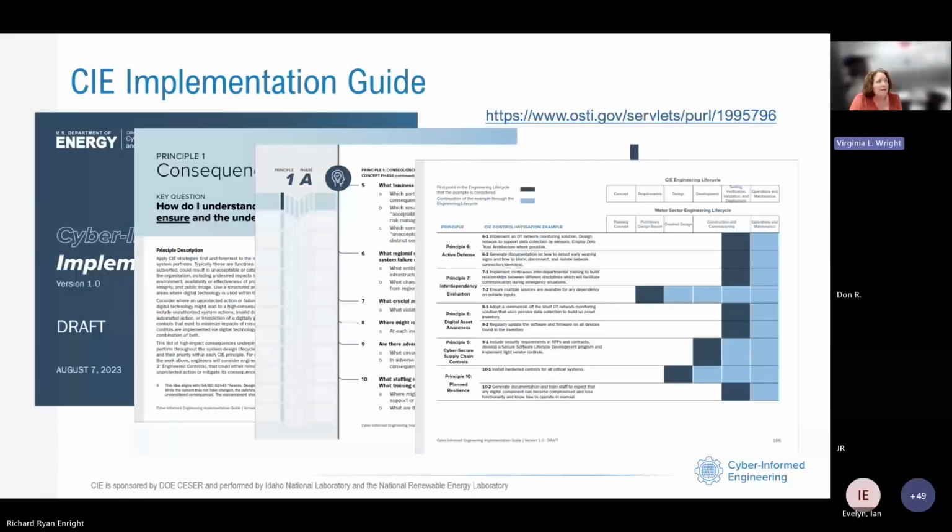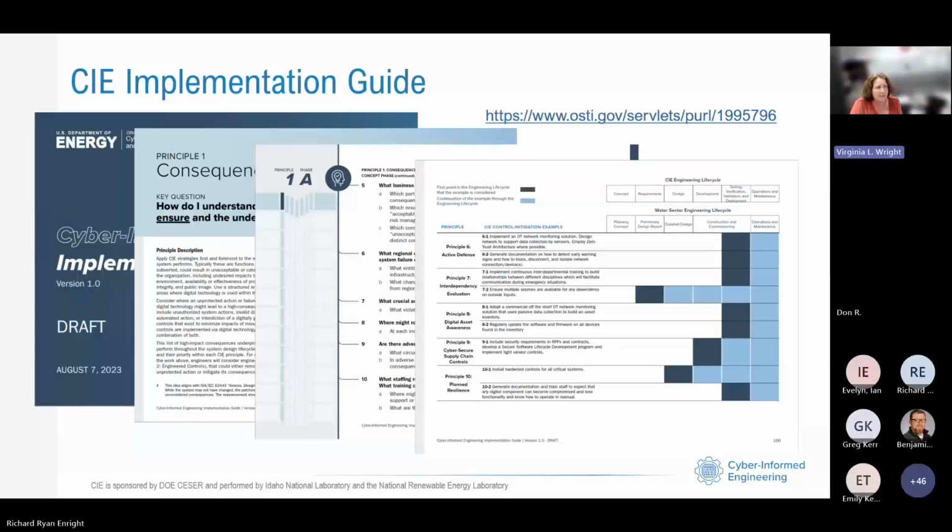At the very end of the implementation guide, there is a case study that examines a water system upgrade project where the team added cyber-informed engineering to their design process. And the case study describes how that impacted the team's approach to both engineering and cybersecurity and the extra protections that the team put in place.